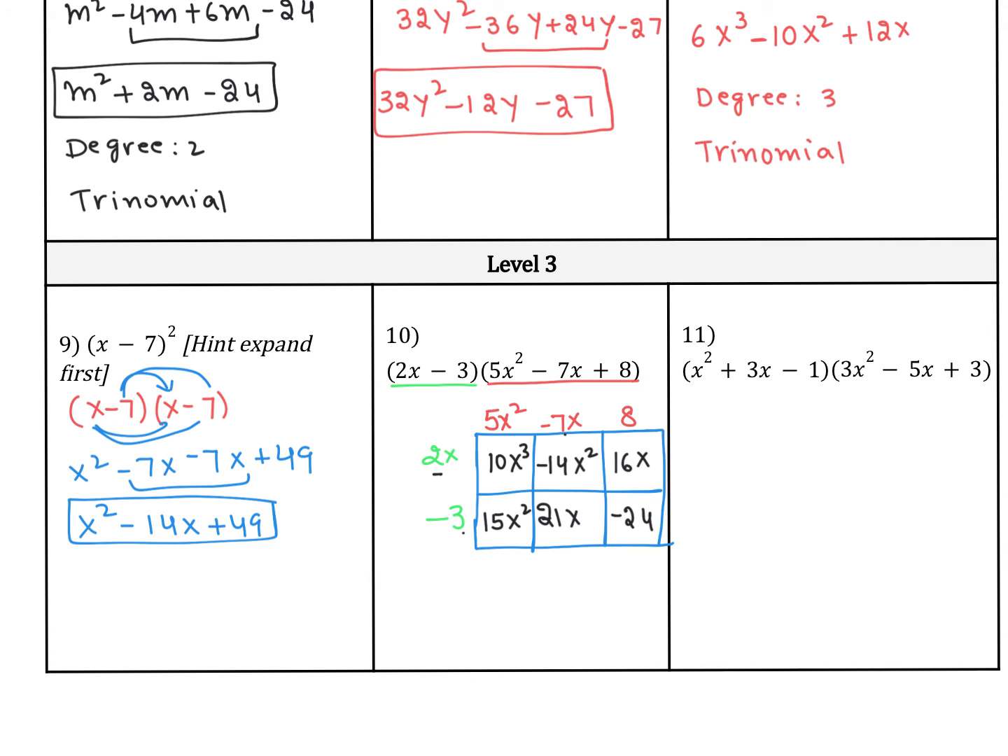You combine the like terms, so there is no like term for 10x cubed, so you just write that as is. Combining negative 15x squared and negative 14x squared, and 21x and 16x, you're going to write that as 37x, and there is no term that can be combined with negative 24, so you just write the negative 24 as it is. This time the degree for this one is 3, and there are 4 terms in this polynomial.